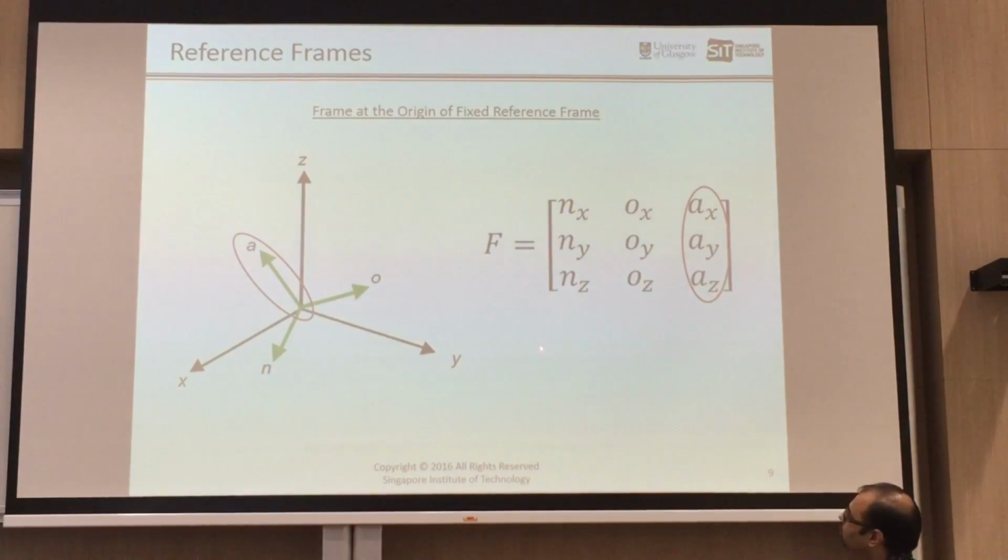Now, what these values are referring to is just the position vectors of these axes with respect to the global frame. These are all unit vectors. Unit vectors means that when you find the magnitude, it is equal to 1.